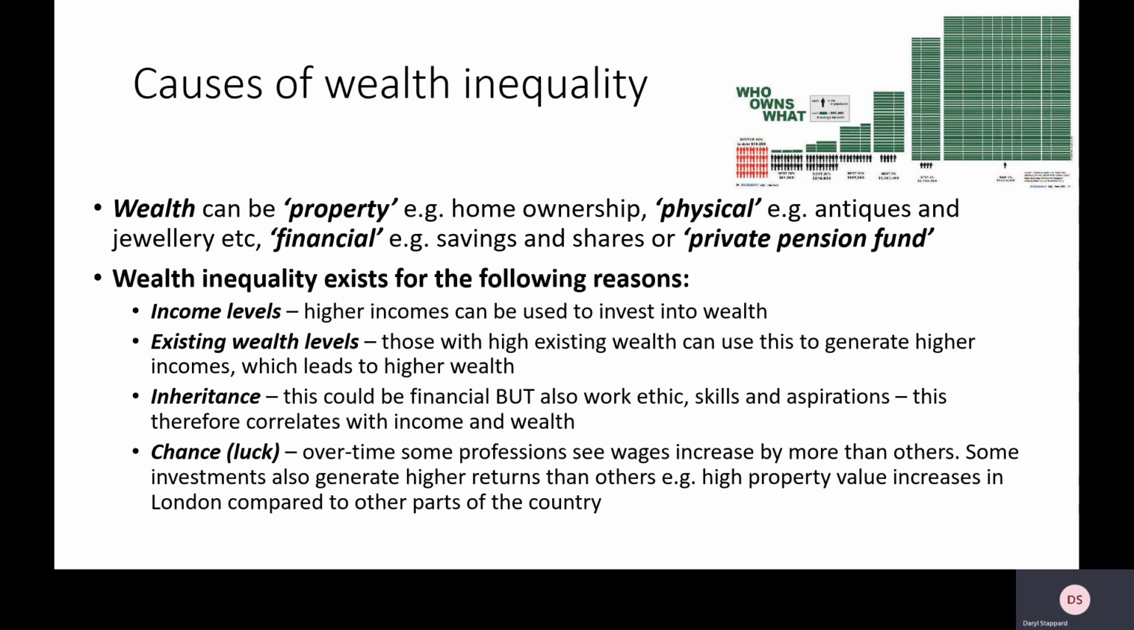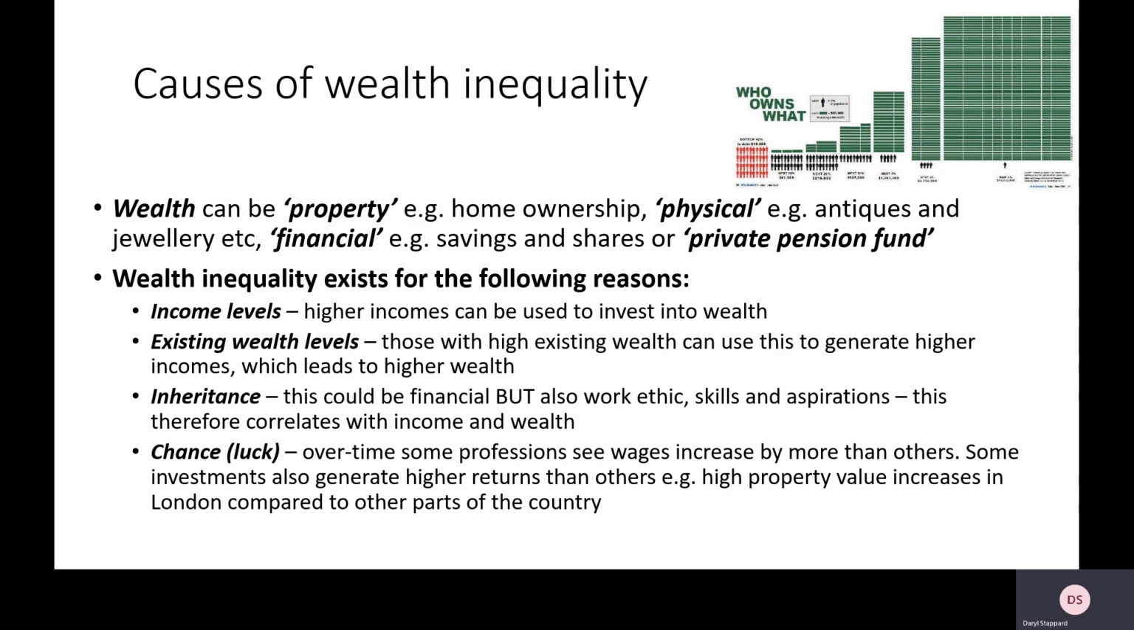So it could be income levels. So people that will earn more money will be able to save up more, build up more wealth. So for example, those with higher incomes can afford to buy more property. They can afford to buy more shares, invest in more pension schemes, save more money in the bank, which allows them to build up more wealth.